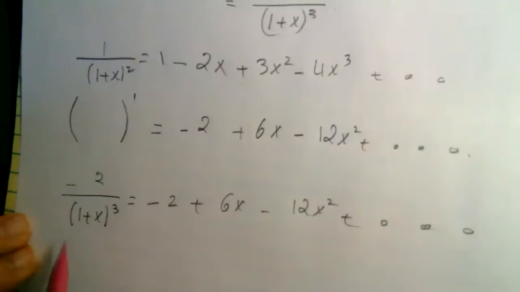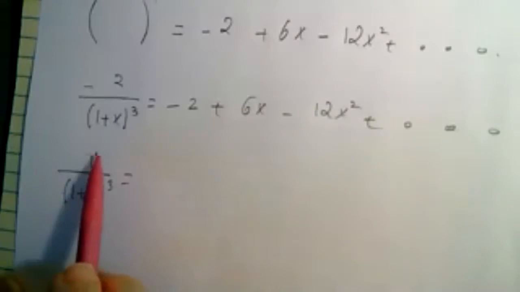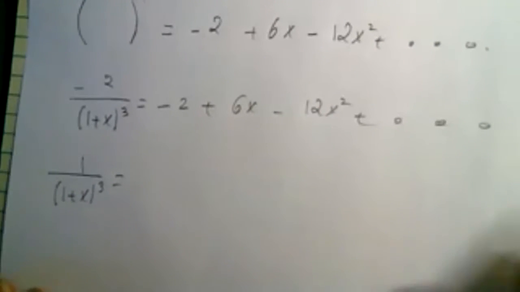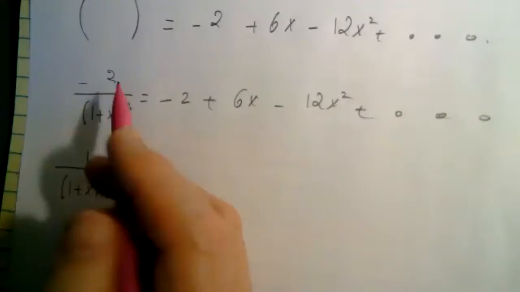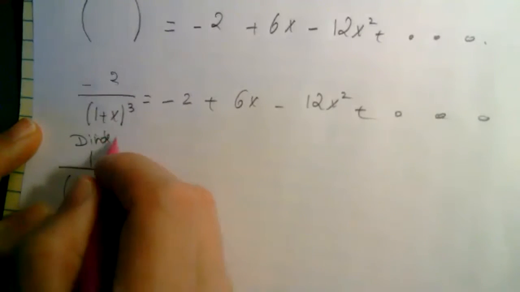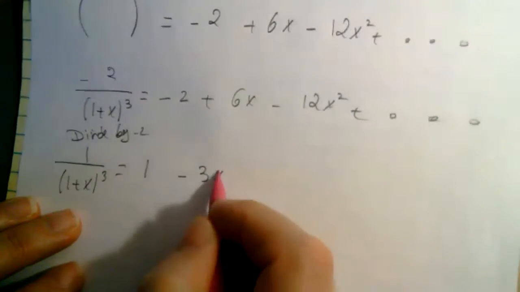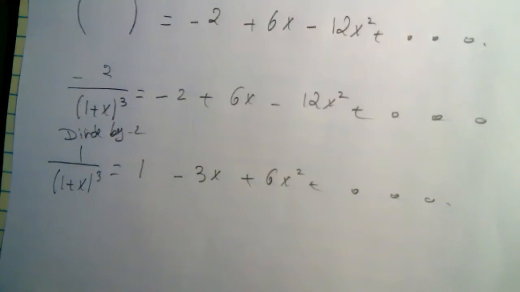Now, I just want 1 over that. So what should I do? I want a quick answer. I want 1 over, but here I have minus 2. So what should I do across the board very quickly? Divide by minus 2 across the board. And then I get 1 minus 3x plus 6x squared, and so on and so forth. Okay, so that's how we handle this.